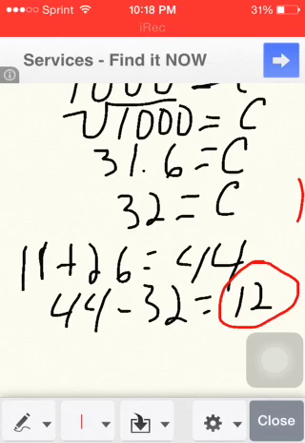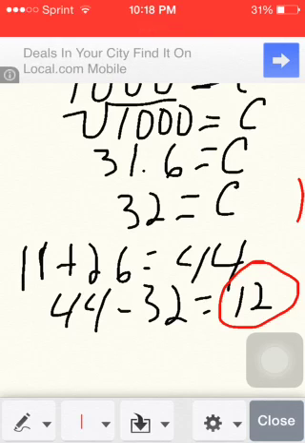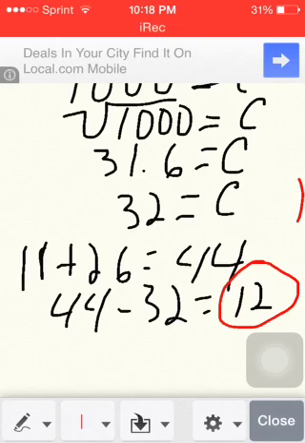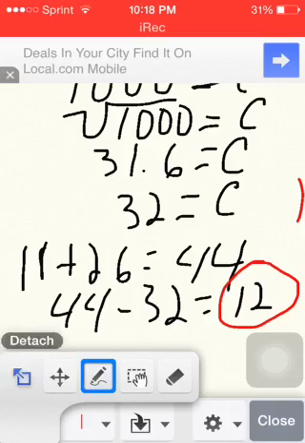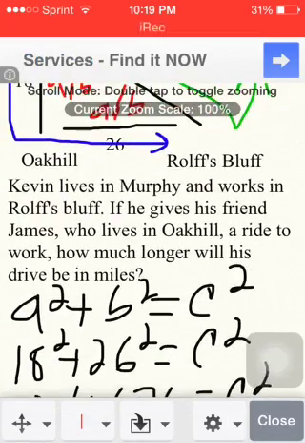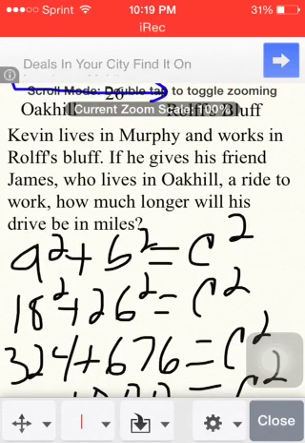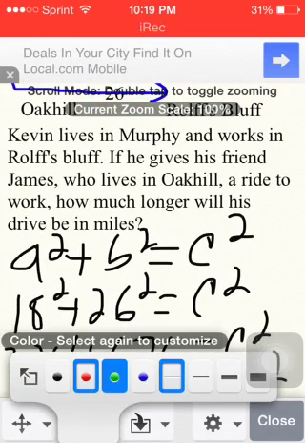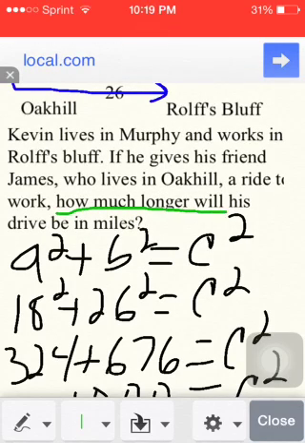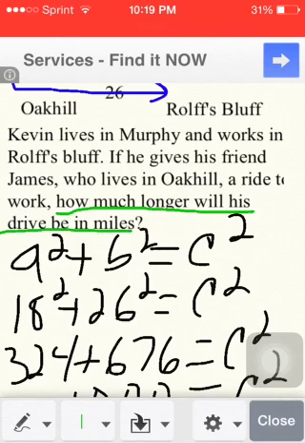So then the answer to the question would be 12 more miles of a drive when he picks up his friend James. So again, on the GED test, these are the kinds of questions that you're going to see. These are the kinds of applications of what I call basic shape measurement that you're going to see. Now, the key here to this problem on the GED test is that we do a lot of work here. And so the question, which is very key here, and get a different color for emphasis, the question is, how much longer will his drive be in miles?